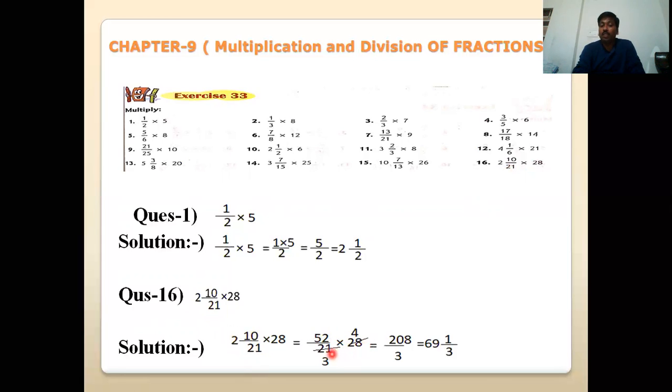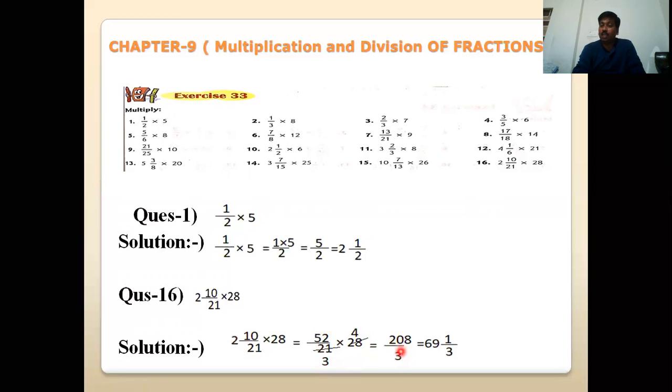Now here we see 21 and 28 which come in the table of 7. When we read the table of 7, 7 3s are 21 and 7 4s are 28. In this way there are no numbers which cancel each other from above and below. Now when we multiply 52 into 4, we get 208, over 3.